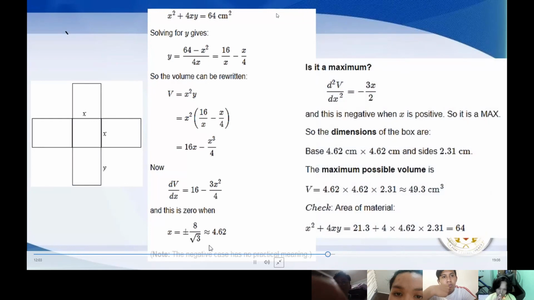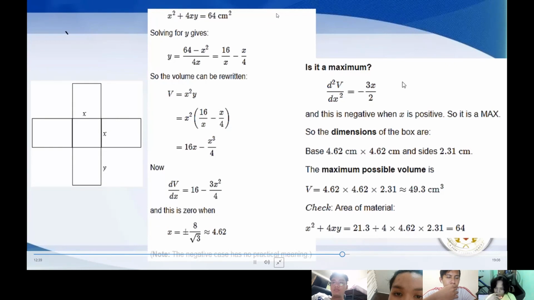Now, is it maximum? We now apply the second derivative test to this part of our equation. This will become 0 minus, again, bring out 1 over 4, and then apply the power rule here. That would be 6x. And then you need to simplify. The answer would be negative 3x over 2. And this is negative when x is positive, so this is a maximum. So the dimensions of the box are 4.62 by 4.62 and height 2.31.